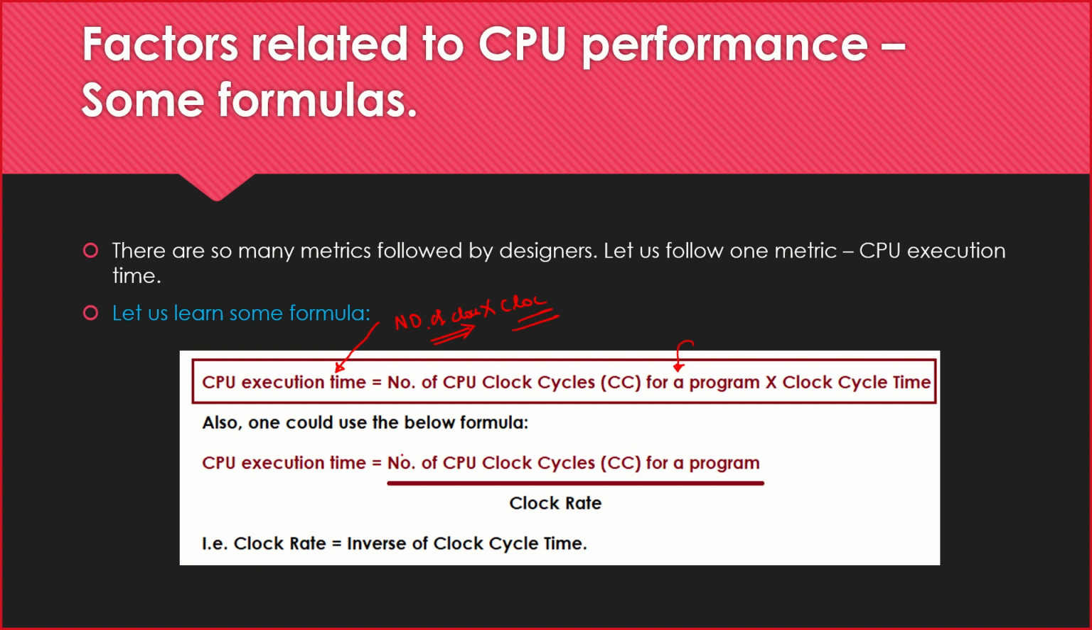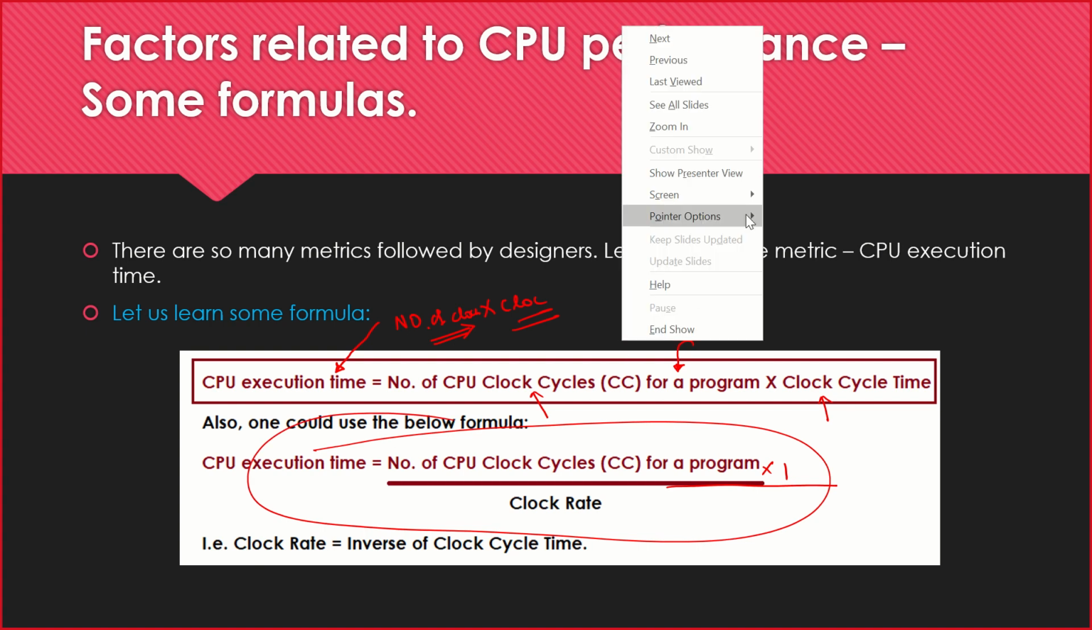This is most important. CPU execution time can be calculated by multiplying the number of clock cycles per program into the clock cycle time. Now, it is very important to understand that clock cycle time is nothing but the inverse of the clock rate, that is, 1 by clock rate. So, we can make it as 1 by clock rate. So, we get it as number of clock cycles for a program by clock rate. And now with this formula, we can do many wonders.